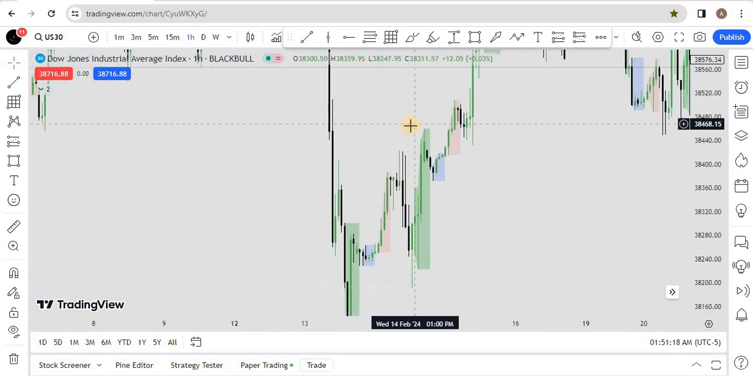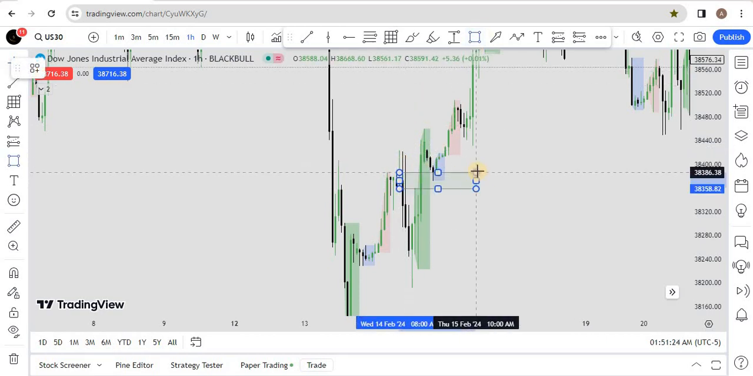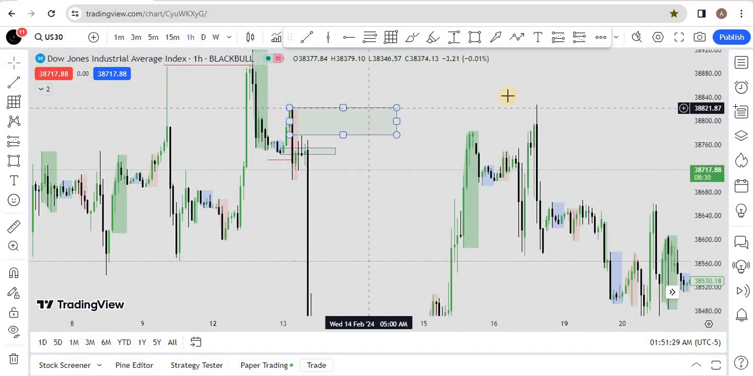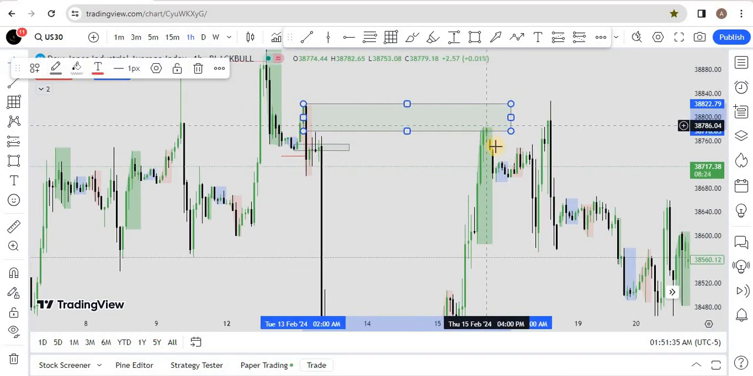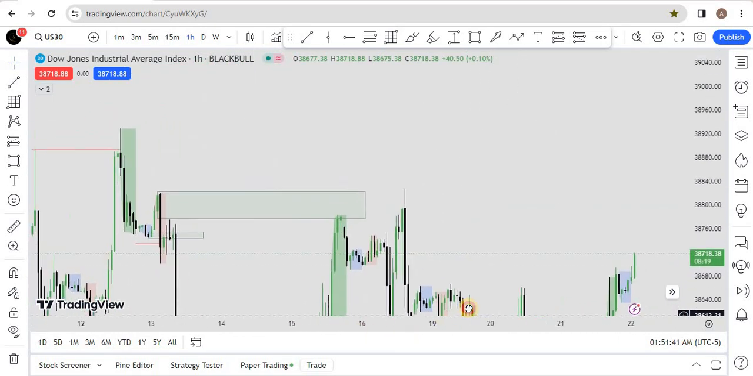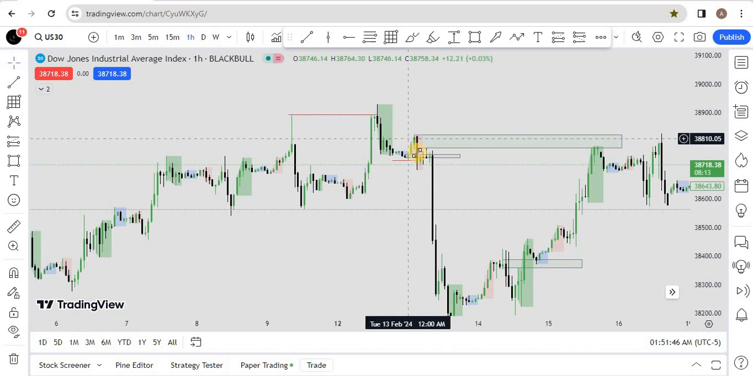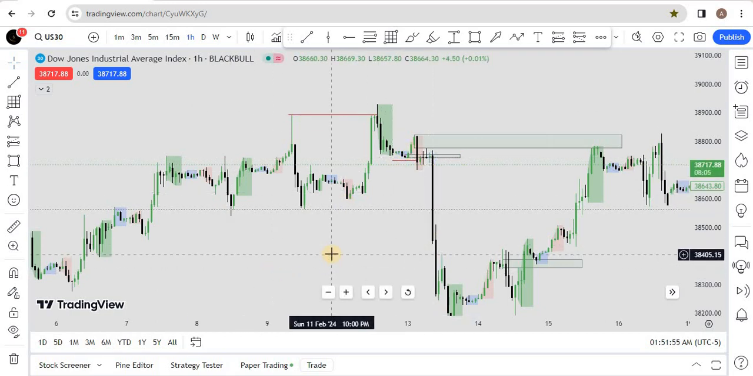Okay, here price broke the structure, came back, mitigation block, and to the upside the liquidity I have seen. Okay, here also this order block, liquidity, Asian session range. Okay, see liquidity. You will see this type of setup every week folks, every week.